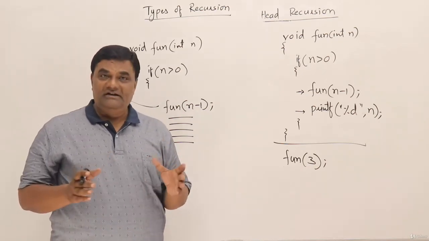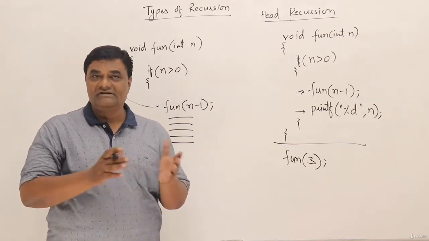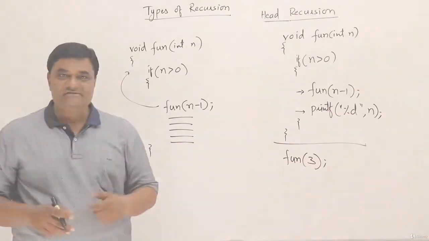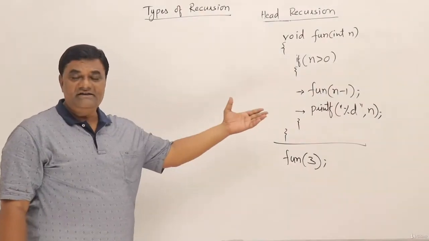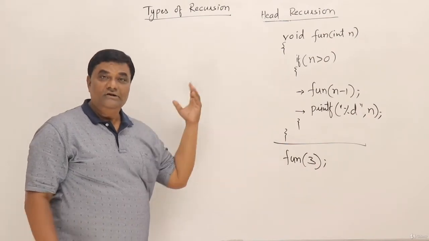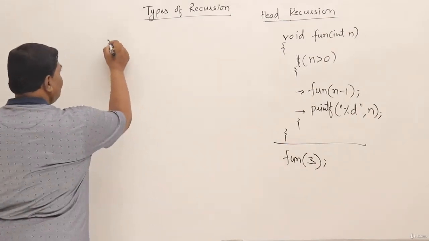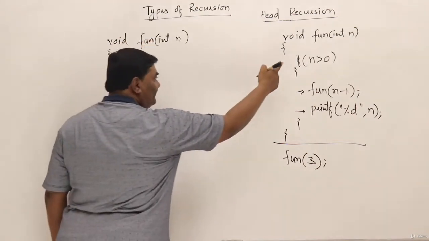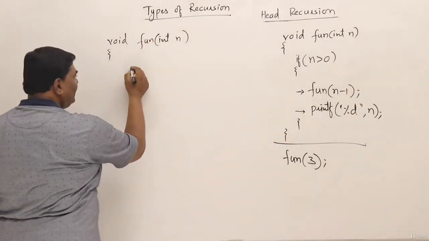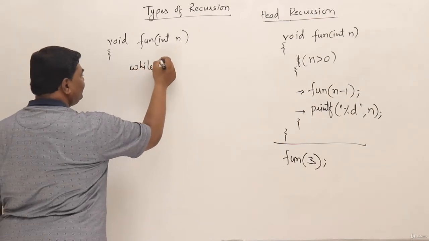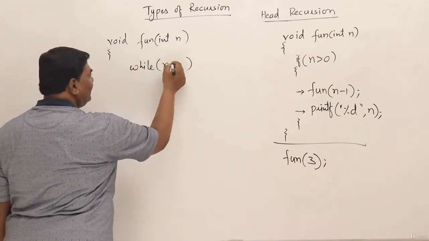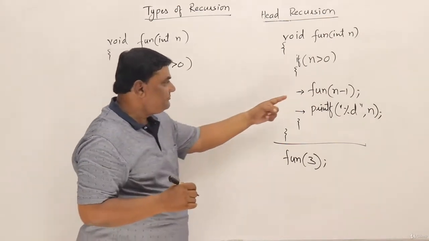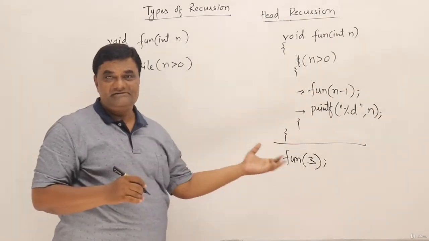Next, we will compare head recursion versus loop. Can we convert them into a loop? Let us discuss this. I will try to write the same function using a loop. So let me write here void function fun. Now instead of a conditional statement, I have to write a loop that I already have shown you. So if n greater than 0. Now here, first it has to make a recursive call, then it is printing.